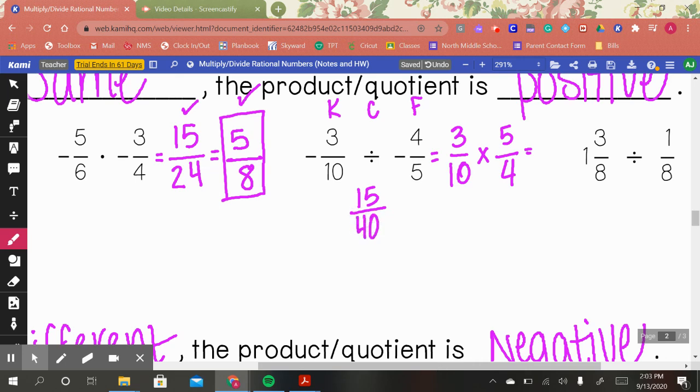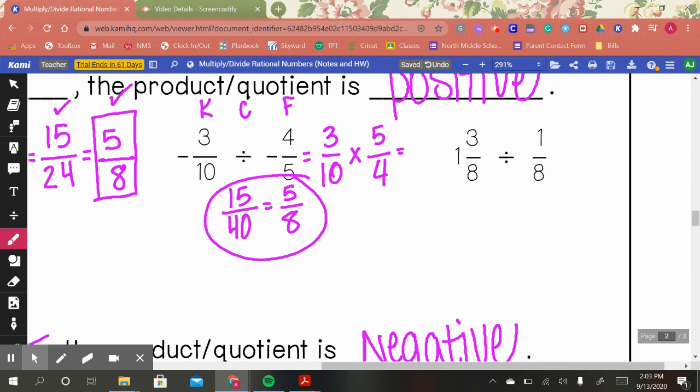They do have a common factor, and it is 5. So 15 divided by 5 is 3. 40 divided by 5 is 8. And again, I will accept either one of those answers. Please make sure you have the correct sign, and in this case, it is positive. All right. We are dividing 1 3/8 divided by 1/8. I need to go ahead and change into improper fractions first. Keep, change, flip second. 1 times 8 is 8, plus 3 is 11.